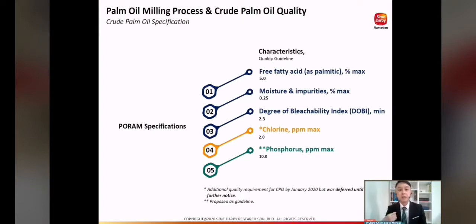In terms of crude palm oil quality specifications, everyone knows that we are governed by these specifications. The first three items are free fatty acids, moisture and impurities, and the deterioration of bleachability index. However, in light of the 3-MCPD and GE issues, new regulations or requirements have been imposed, especially on chlorine and phosphorus. However, these requirements have been temporarily deferred until further notice.